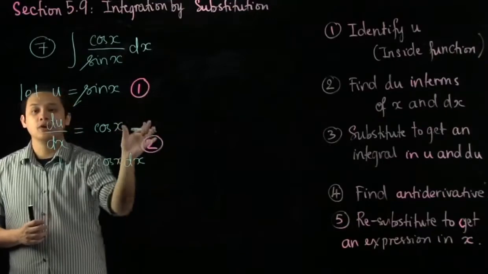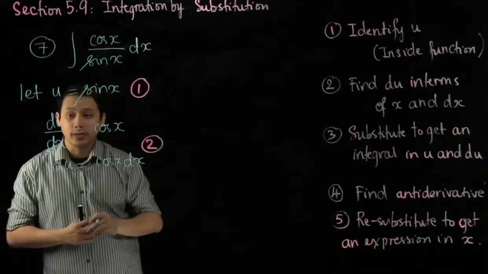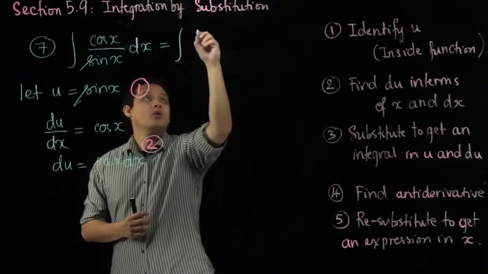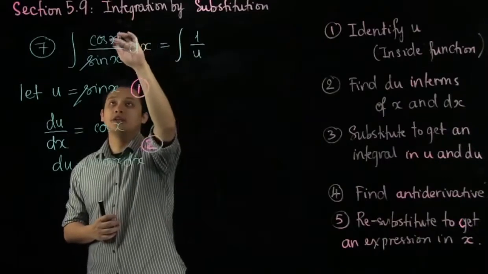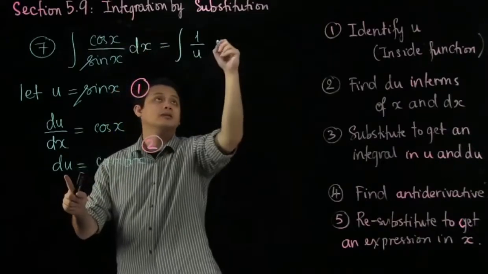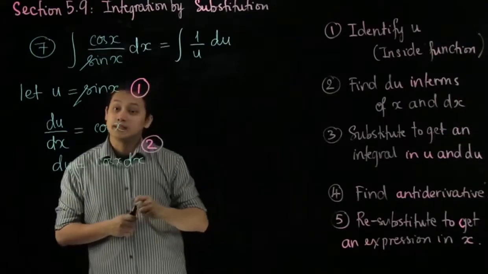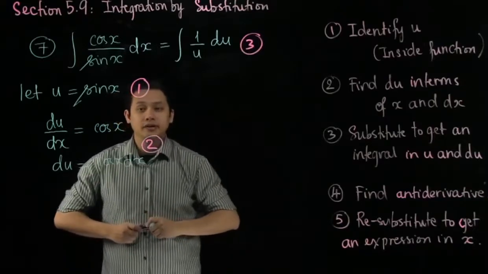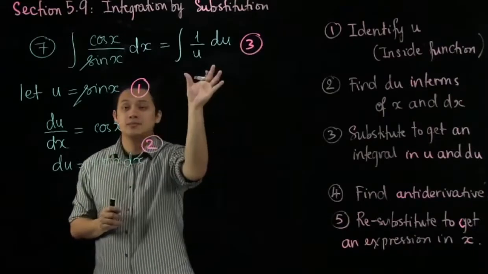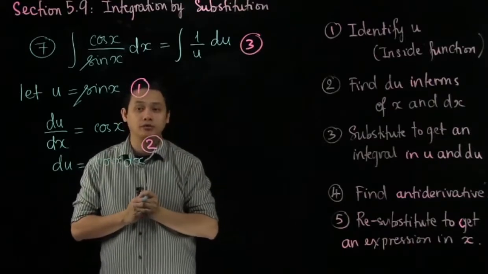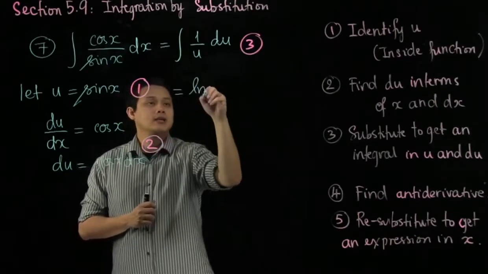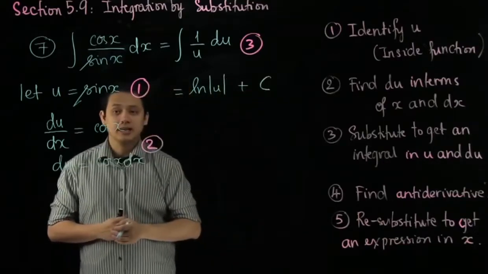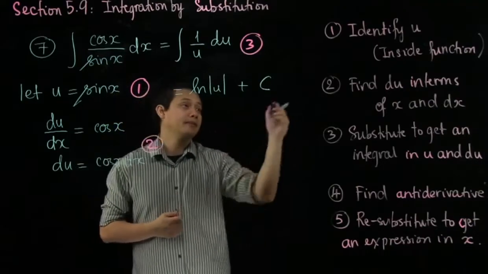So you just substitute what you know in steps 1 and 2 back into the original integral. And you get the integral of 1 over u, and you are left with cosine x dx, which is equal to du. This is step 3. And step 4, you find the antiderivative of 1 over u. So one more time, you need to be careful with the integral of 1 over u, because it is equal to the ln of the absolute value of u, then plus the constant c at the end. This is the fourth step.